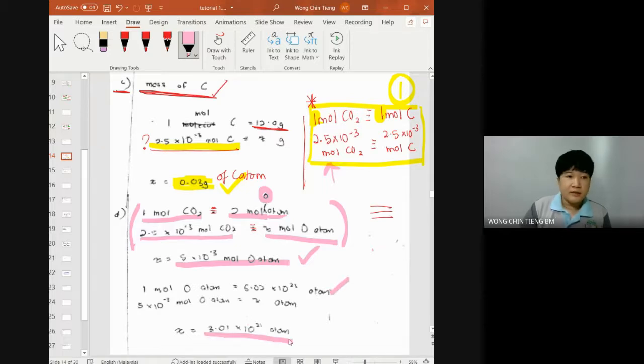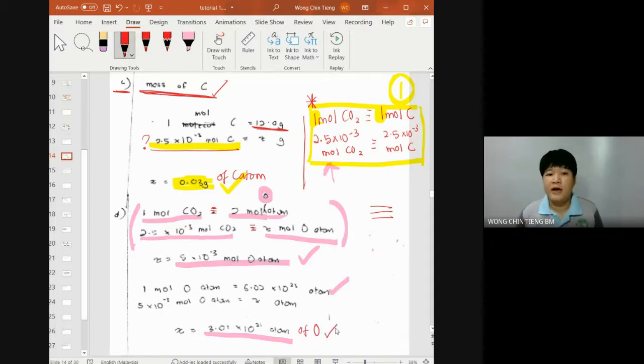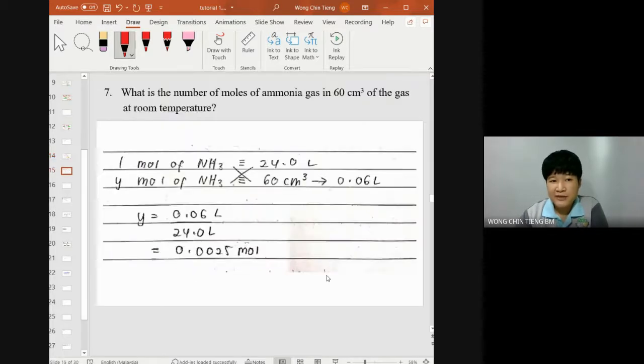atom. Cuma nak tegur sikit, jawapan akhir. Atom of oxygen lagi tepat. We are calculating for oxygen. Okay. Setakat ni. Boleh ya? Banyak kepada teknik tulis jawapan. Saya tak nak kamu hilang markah. Okay. Saya tak nak kamu hilang markah.